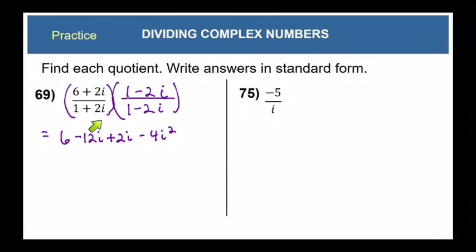And then in the denominator, first times first is 1. The outer and the inner will cancel out, so why not just skip that? Those should add up to 0. They must add up to 0. And then last times last is going to be minus 4i squared.